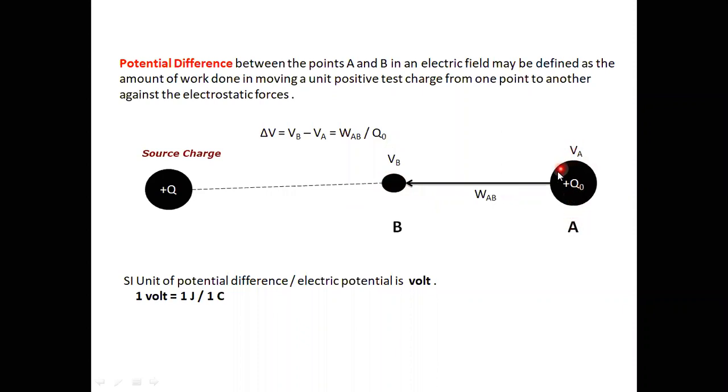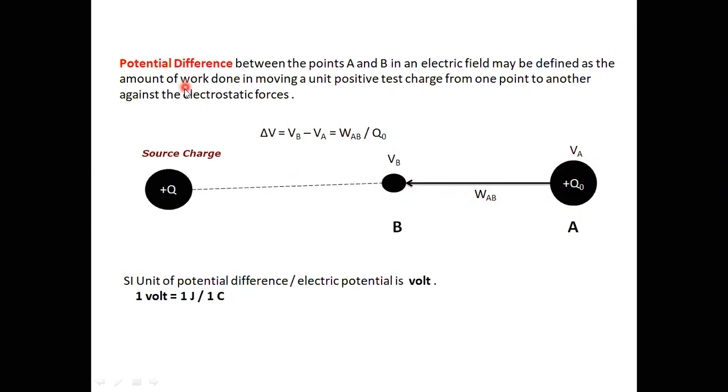Now let's say you consider another test charge. This is my test charge Q0, which is placed at point A. If this test charge moves in this direction, from point A to point B, it does some work. Let us call that work WAB. This is the amount of work done by this test charge Q0 in moving from point A to point B.